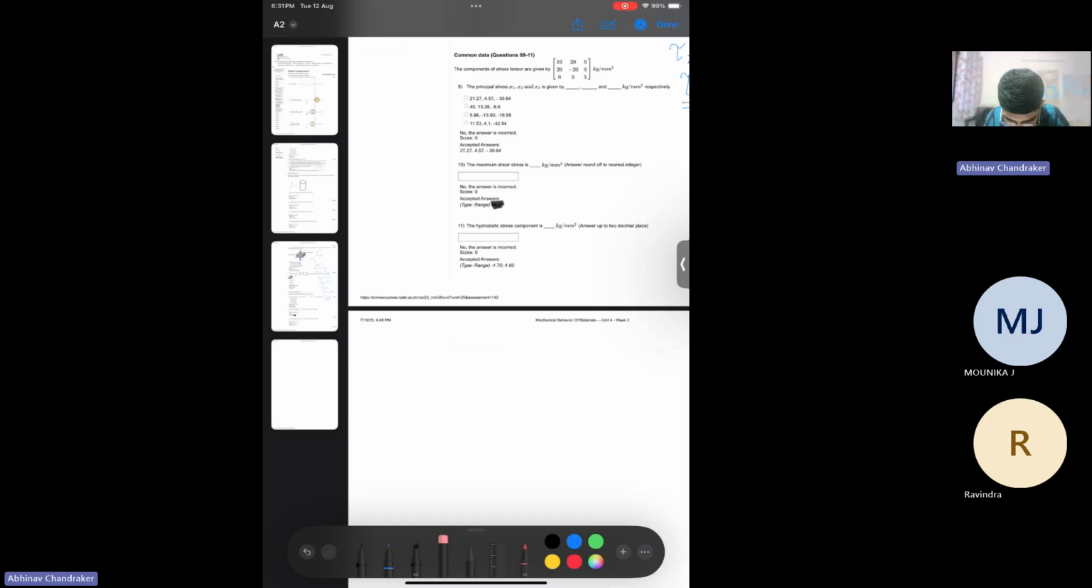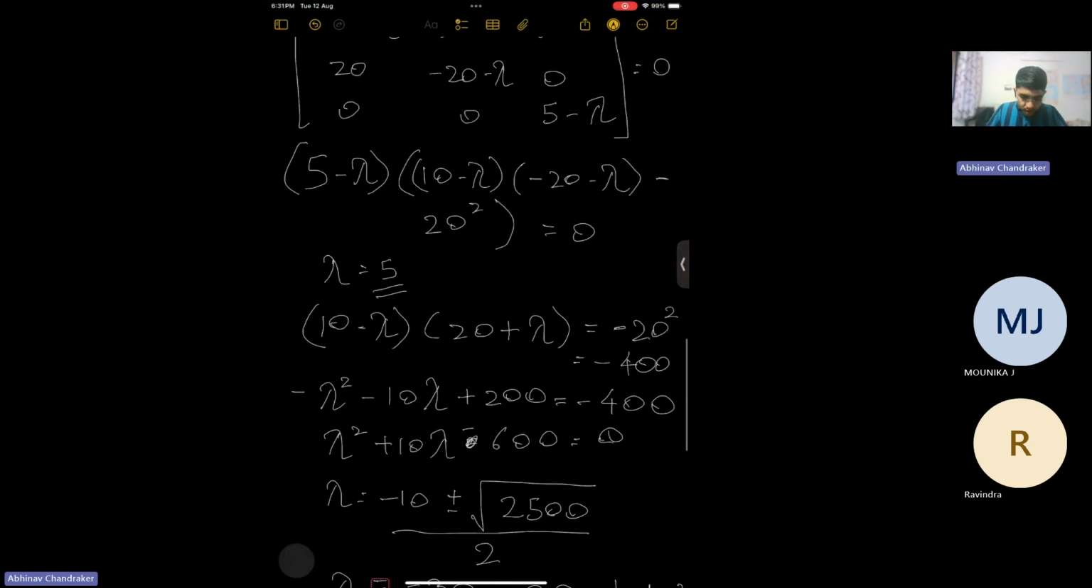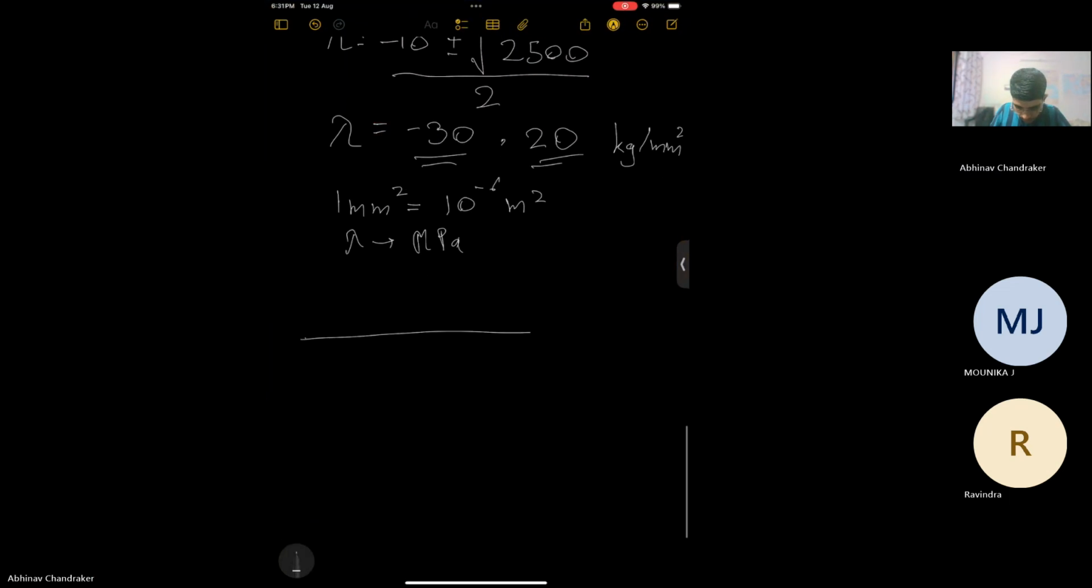Now we have been asked what is the maximum shear stress. We can construct the Mohr circle for this. So minus 30, 20, and 5. Maximum is 20, minimum is minus 30. Something like this. Then 1 is at 5. So it will be like this.